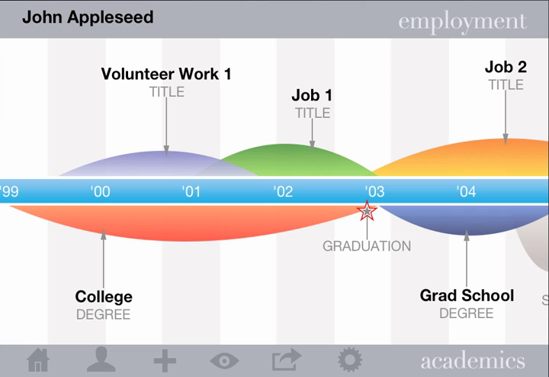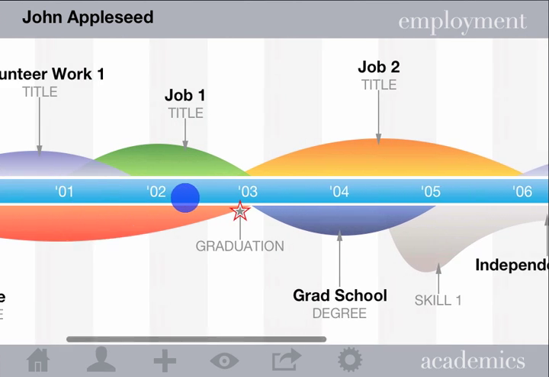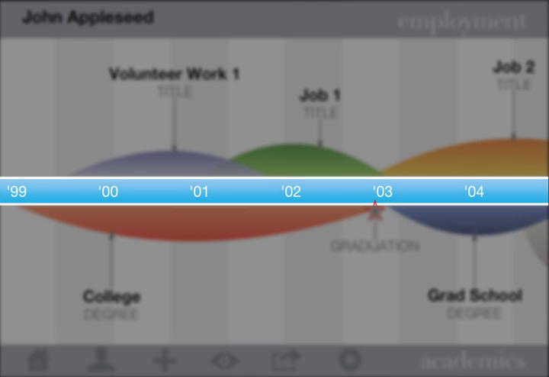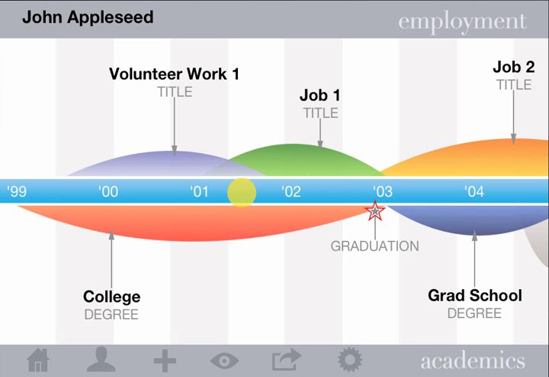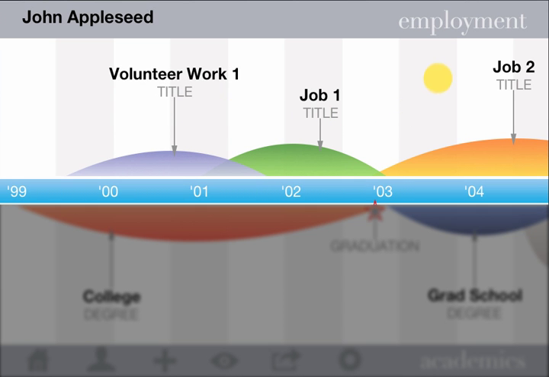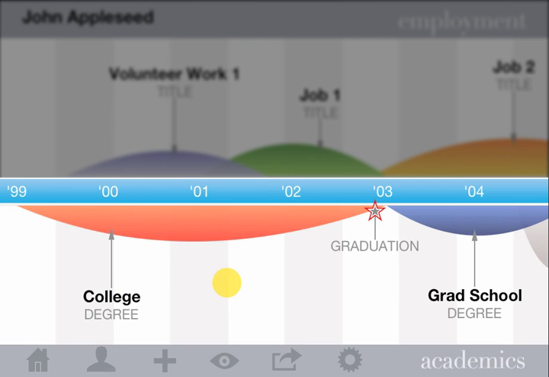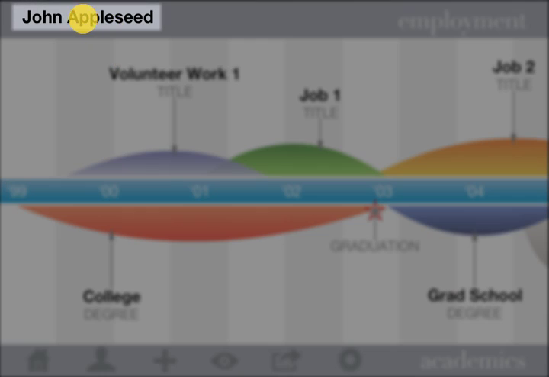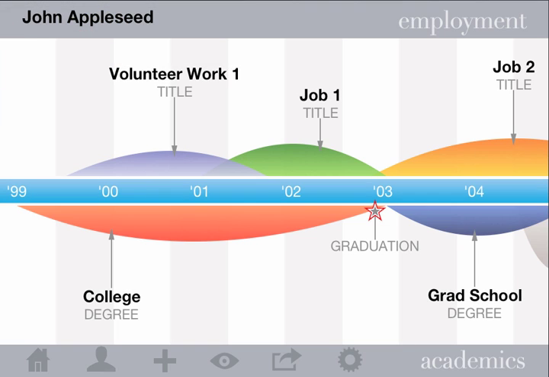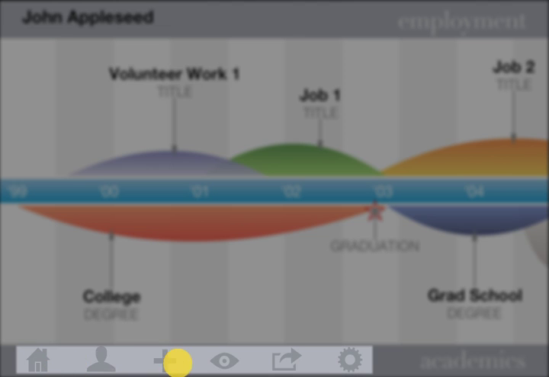When you slide the screen back and forth, you can see the entire infographic. In the center is your timeline. On the top half of your timeline is your employment history. On the bottom half of the timeline is your academic history. At the very top is where your name goes. And at the very bottom, there's a simple menu to get you around the app.